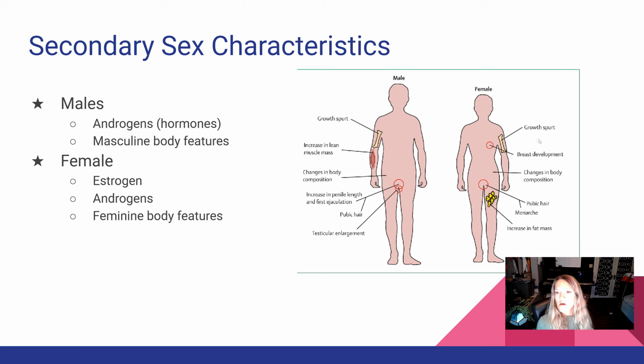And then the woman will develop breasts, and she will have an increase in fat mass, and her hips will widen in order to have babies later on, and just a few different things that the male and female have. So in males, the androgens are the hormones that cause the male secondary sex characteristics to form, and in the female, estrogen and androgens also cause the feminine body features to form.